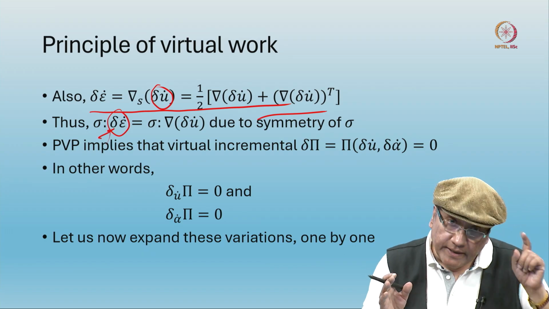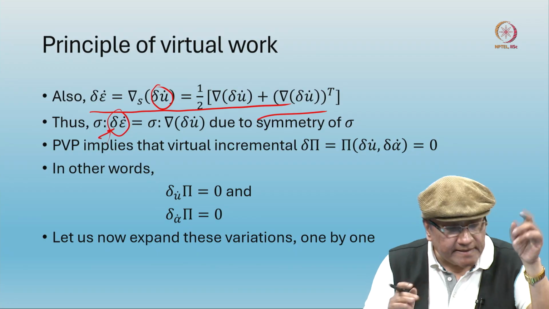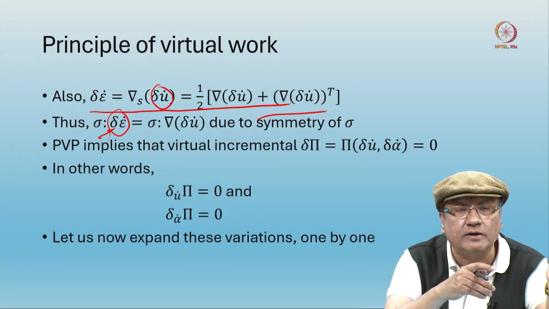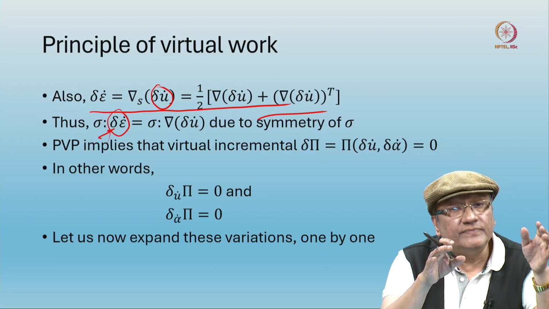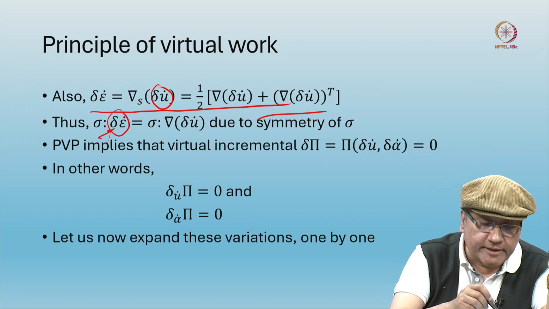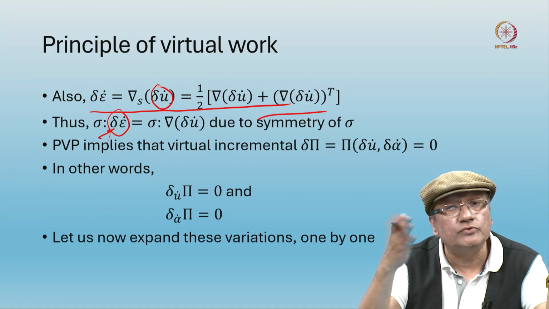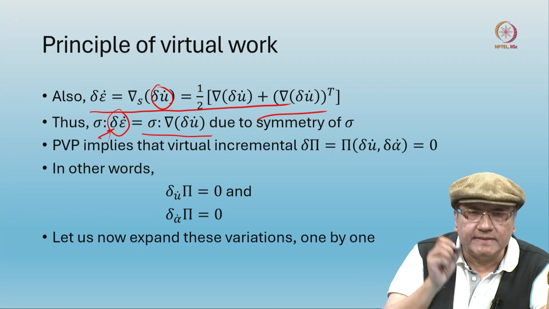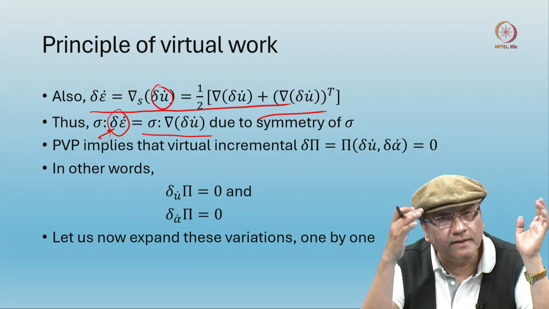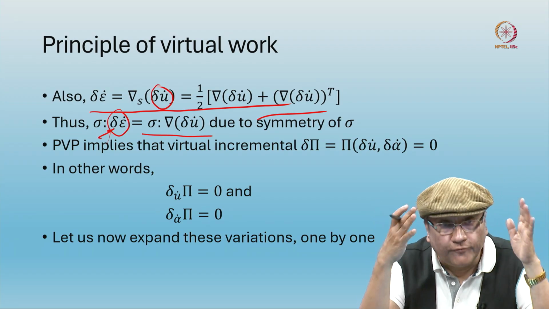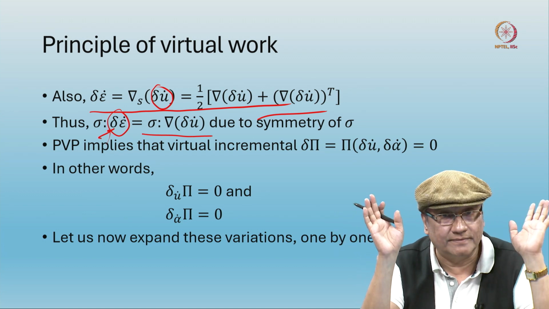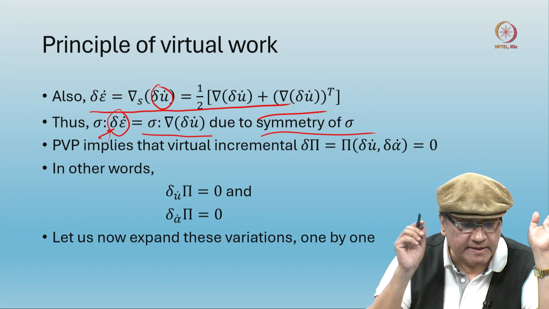So in other words, I can say that even if we put the anti-symmetric part of this delta epsilon dot into it, then that multiplication or inner product with sigma will go to 0, right. So it is as good as writing this as sigma inner product, the gradient, full gradient, not just the symmetric part, right, of delta u dot, thanks to the symmetry of sigma.